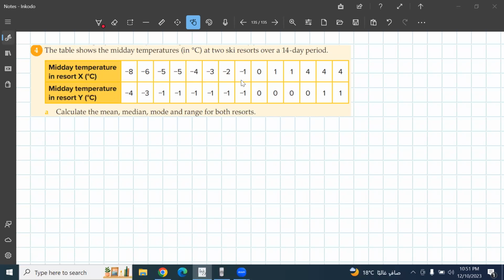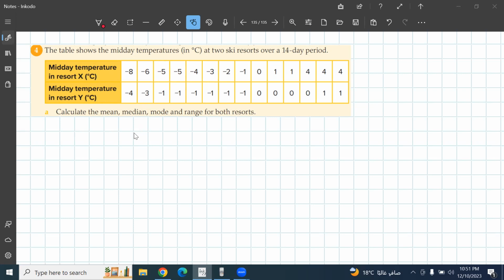Hi viewers, today we will learn mean, median, mode and range. As you can see, the table shows the midday temperature in degrees Celsius at two ski resorts over a 14-day period. In these resorts, we have both positive and negative integer values. So how do we find the mean, median and mode when we have positive and negative values?